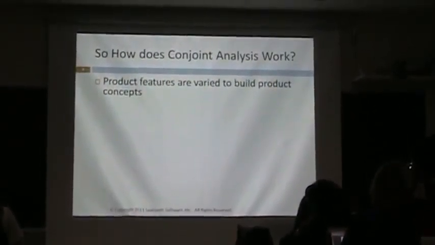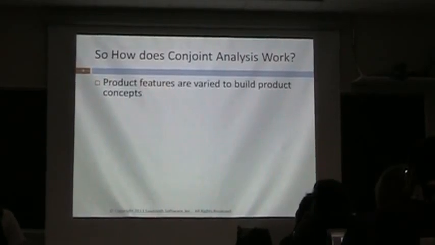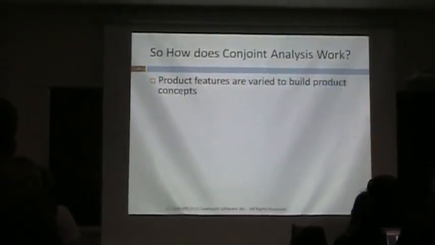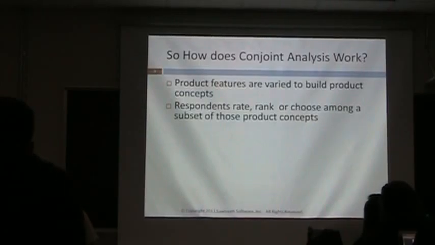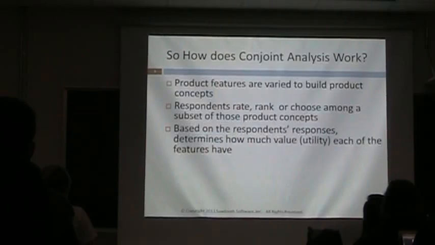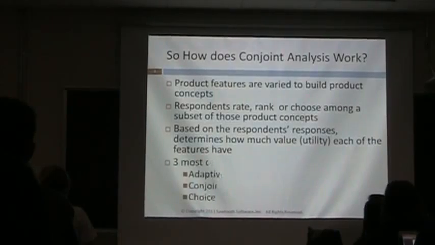Then you take that to the consumer and you say, what do you think? And then they will tell you how much they value that product concept. And they do that by either rating, ranking, or choosing among different products. And based upon that, you can figure out how much value they find in that product. And that value is what we call a utility. So they determine the value and we call that utility.